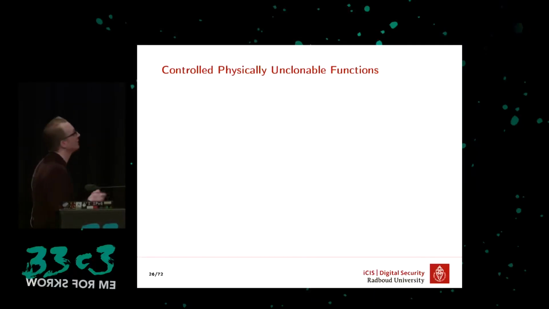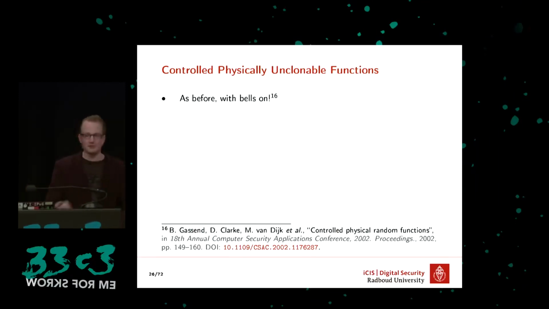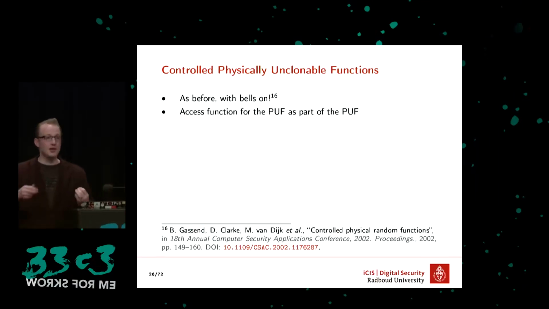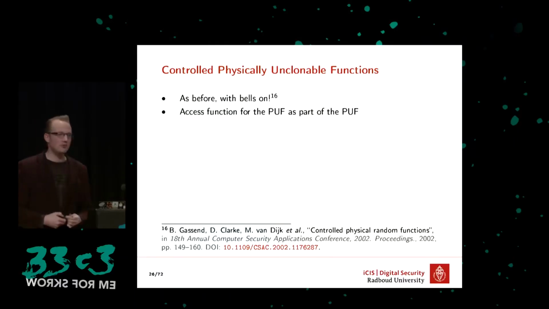So they also proposed controlled physically unclonable functions, which is the same but with bells on. So you have an access function for the PUF, which is part of the PUF. This is to prevent that final attack. So basically, you overlay the logic of the access function with the PUF, so that to access the logic of the access function, you have to break the PUF. And if you break the PUF, everything breaks, no longer works. So this gives additional properties.